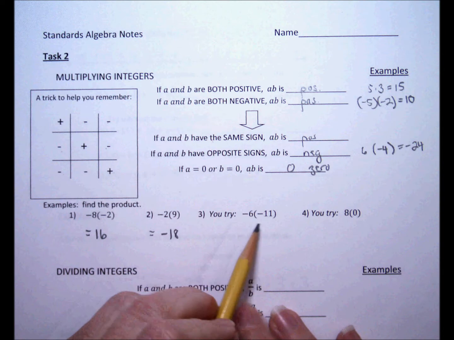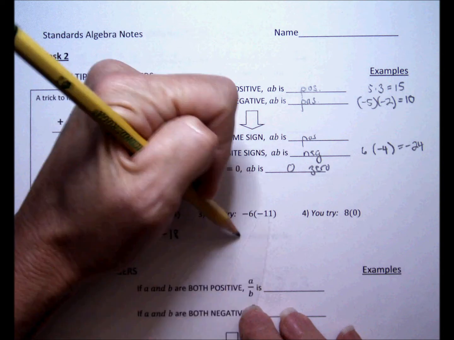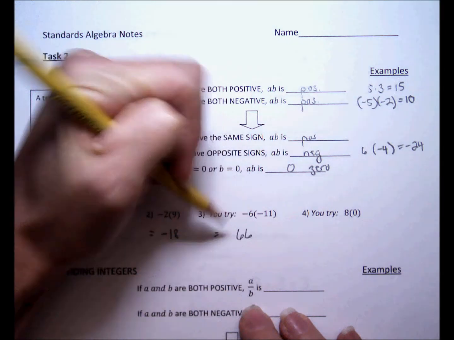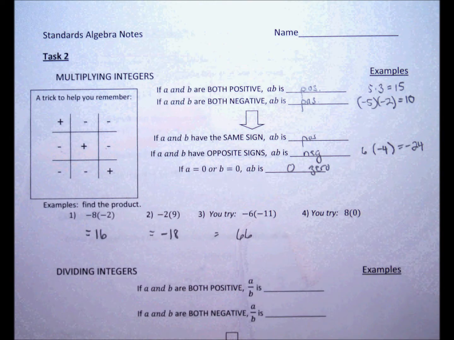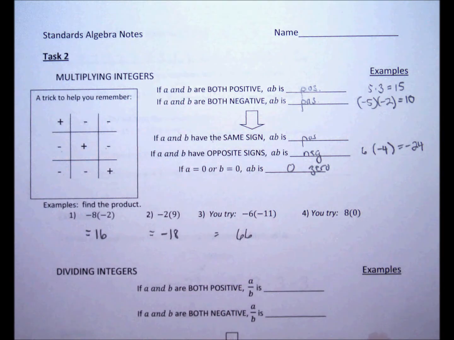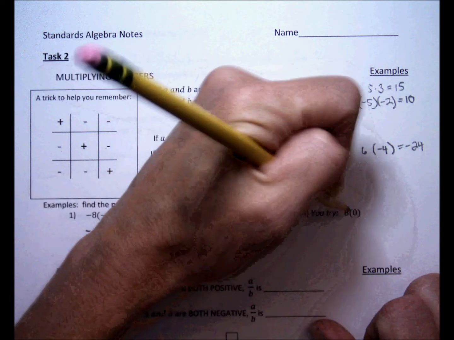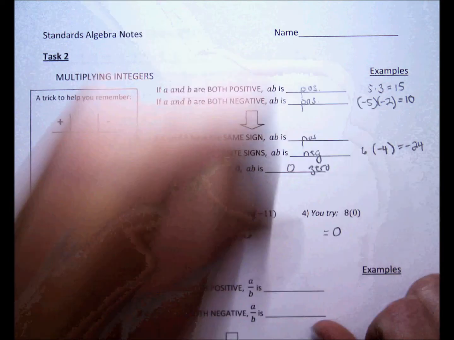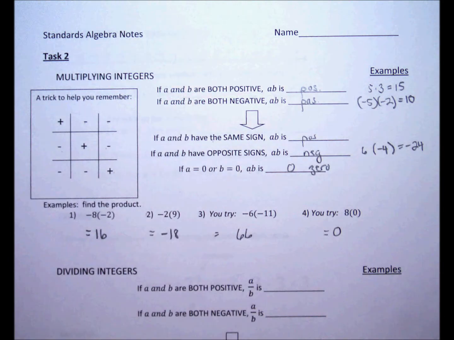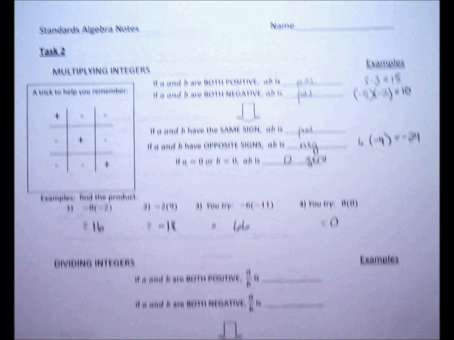Here's a you try. Go ahead and pause. 6 times 6, and we know the product is positive because they have the same sign. And you try this one. Go ahead and hit pause. Okay, 8 times 0 equals 0 because the product of anything with 0 is 0.